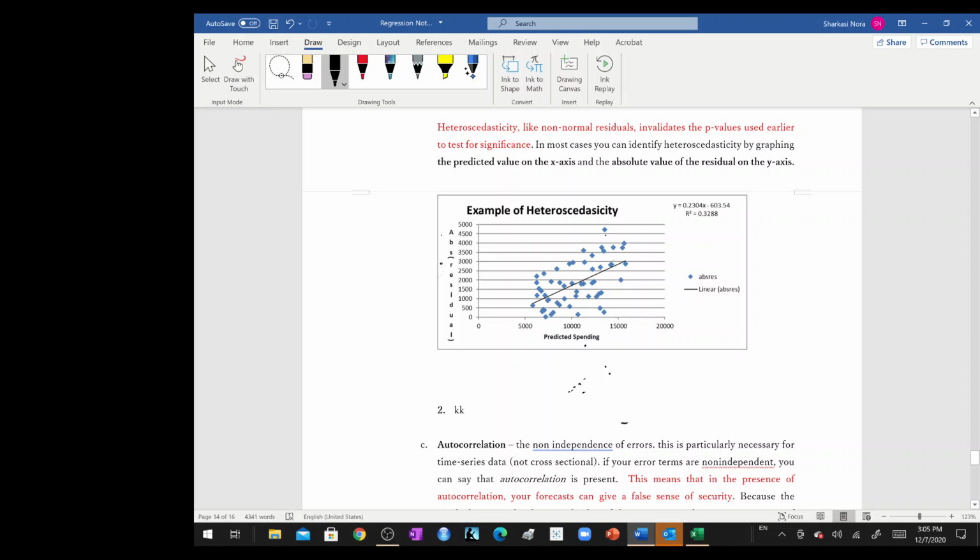Over here, this was an example of heteroskedasticity, guys. Do you see the example here? We have the predicted spending and the absolute error, and you can see that the predicted spending and the absolute error have a very significant linear model over here, and predicted spending can explain about 32% of the variation of the absolute errors. So this is an example of heteroskedasticity. Why? Because there is a nice linear regression line between the predicted value, the y hat, and the absolute errors.